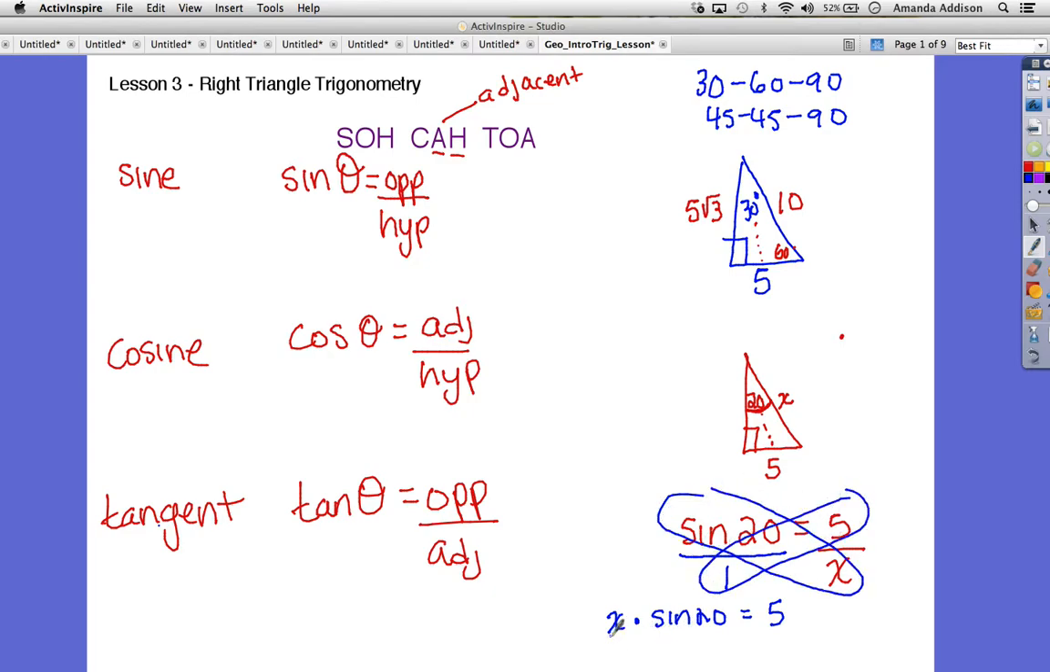Think about it. How would you get x, that variable, by itself? Well, if I divide both sides by the sine of 20, I can get x by itself. Remember, the sine of 20, that's a number. So on my calculator, you guys need your calculators for this, you're going to do 5 divided by the sine of 20. And when I do that, I get x equals 14.6.